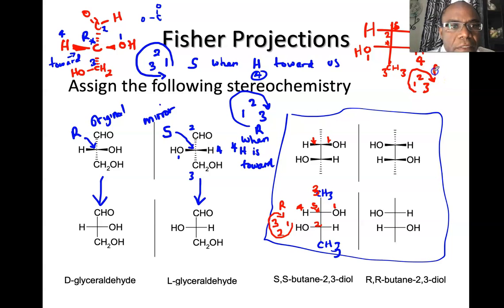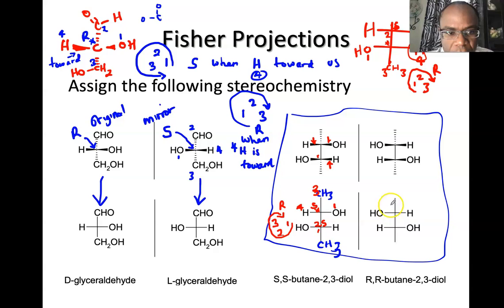We are going clockwise. It's clockwise when the smallest group, hydrogen, is towards us. See, it's towards us. I'm working on this carbon right here. So it's R when the hydrogen is towards us. Which means when it's away, it should be an S. So the true assignment is S.